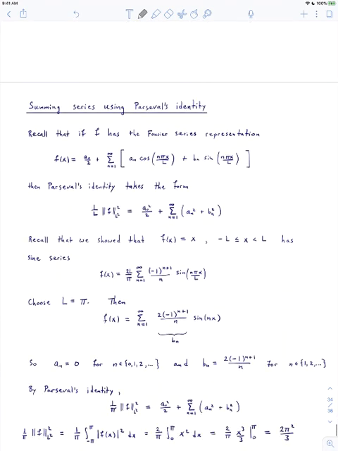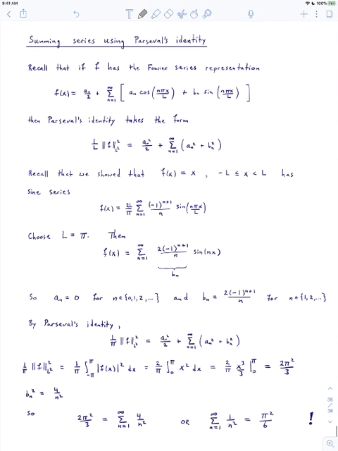So let's do one more thing just for fun. Summing series using Parseval's identity. So recall that if f has the Fourier series representation that you see here, the usual Fourier series in terms of cosines and sines, what we call the classical Fourier series or the trigonometric series, then Parseval's identity takes on this form: 1 over L times the L2 norm of f squared is equal to a0 squared over 2 plus the sum n equals 1 to infinity of an squared plus bn squared. Now you can use this Parseval's identity to prove some very interesting results about series.